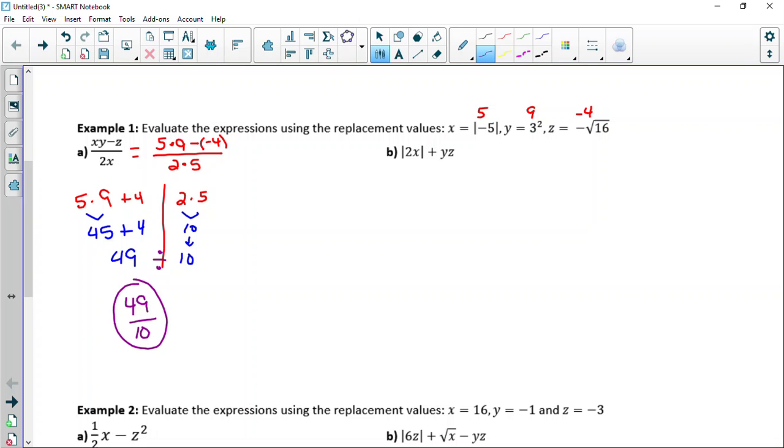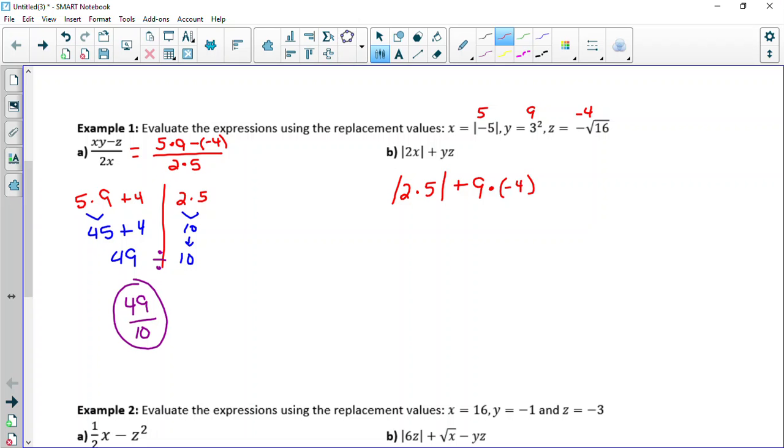Alright, let's come over here and look at B. So I'm going to substitute in my values. So we have absolute value symbols, so we're going to keep those. And I'm going to do 2 times. We determined that x really has a value of 5. And then y, we determined really has a value of 9. Times z has a value of -4. And I just like to put my negative numbers in parentheses.